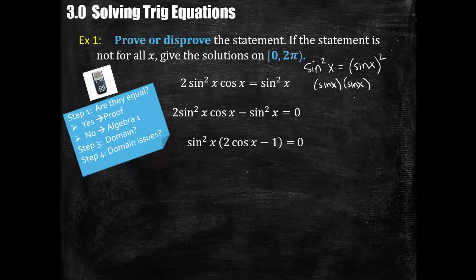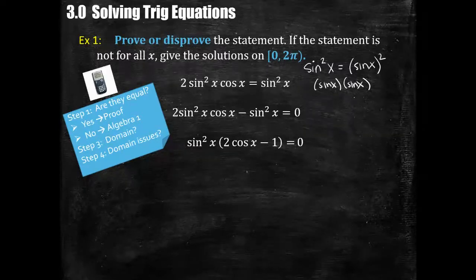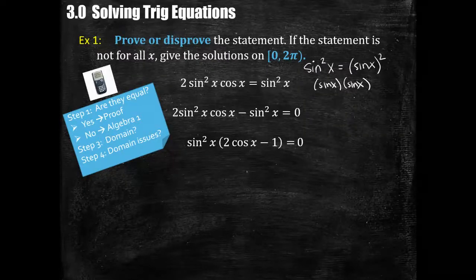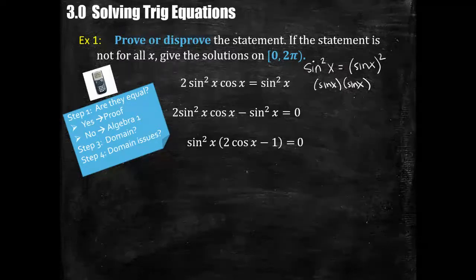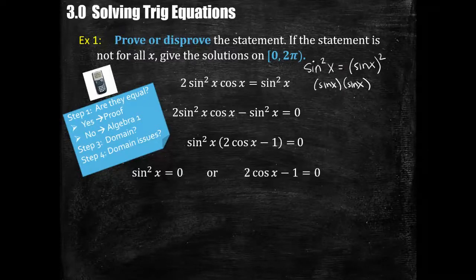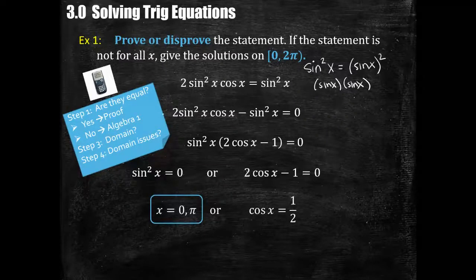I'm going to pull out a sine squared x, and I get sine squared x times (2 cosine x minus 1) equals 0. Then I'll use the zero product property to set each factor equal to 0. So I've got sine squared x equals 0, or 2 cosine x minus 1 equals 0. So I can solve them both.